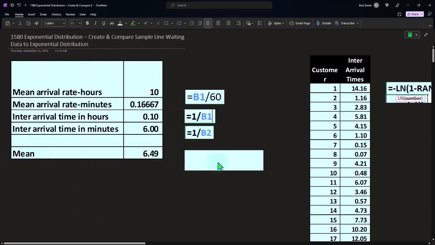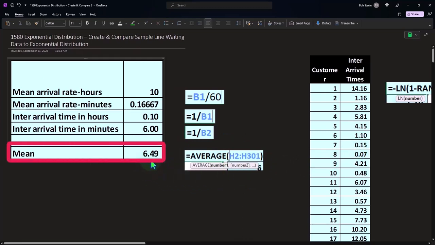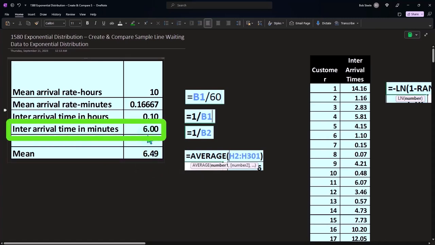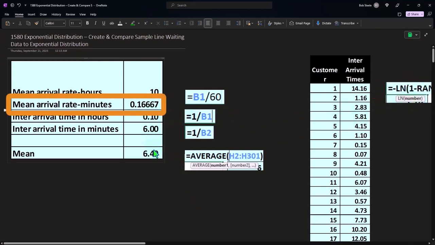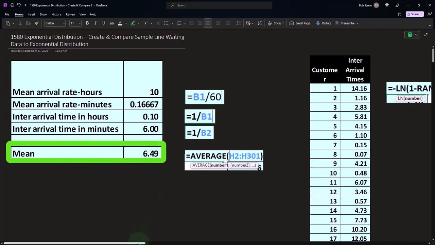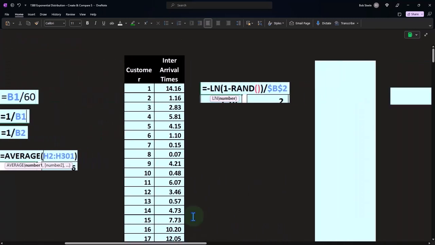So if I took the mean of this data, the average of this data, we're now getting 6.49, which is fairly close to 6 because we used that 6 as our interim. That was the mean of our data set that we put into our calculation with this 1.66 over here. So the mean is what we would expect with our randomly generated numbers.